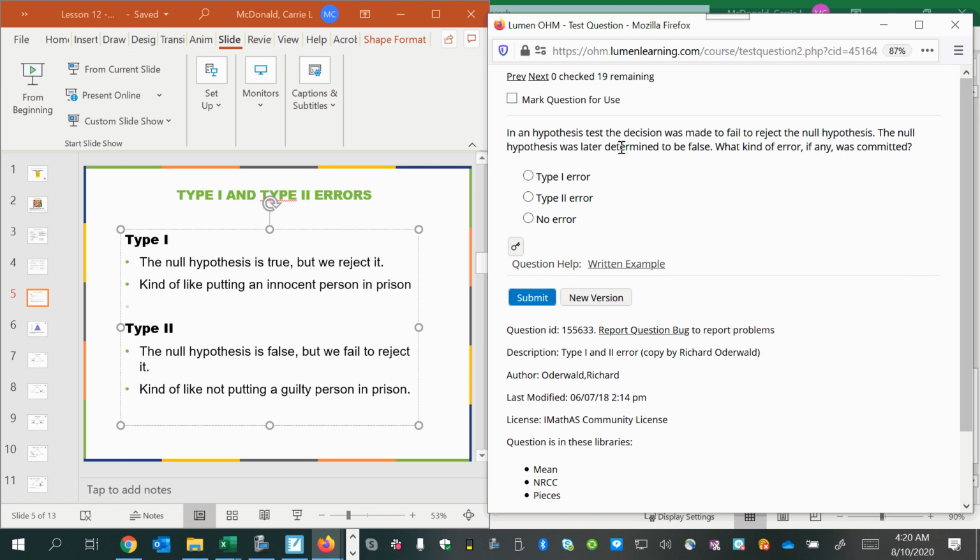Here's another one. In a hypothesis test, the decision was made to fail to reject the null hypothesis. The null hypothesis was later determined to be false. What kind of error was committed? Type 2. Let's do a new one.